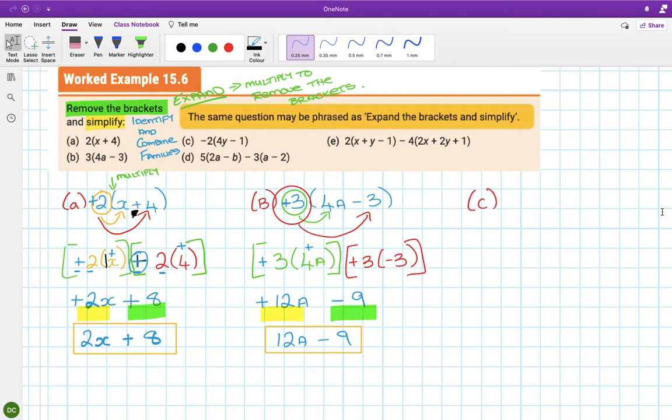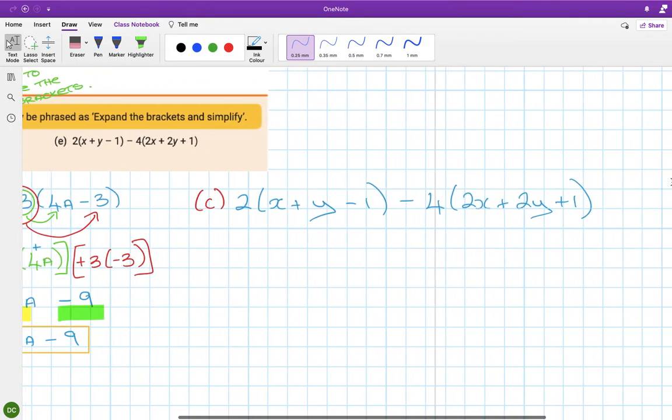Okay, I'm just going to write it out and then I'll move the board. So 2 times (x plus y minus 1) minus 4 times (2x plus 2y plus 1). Okay?